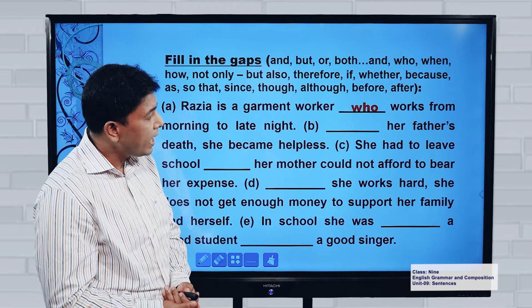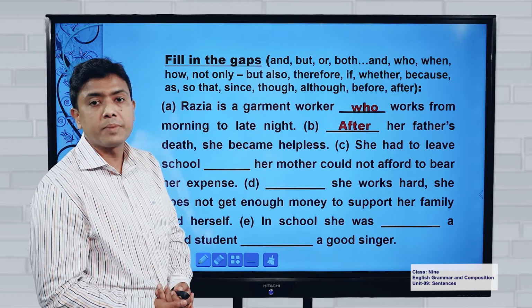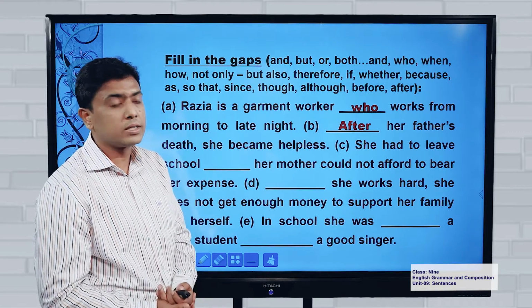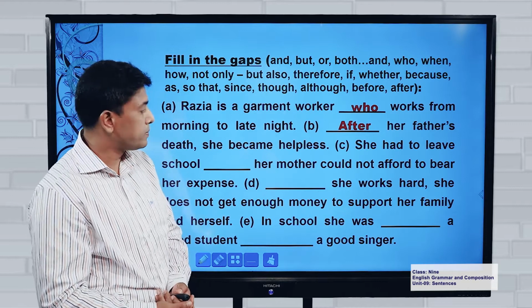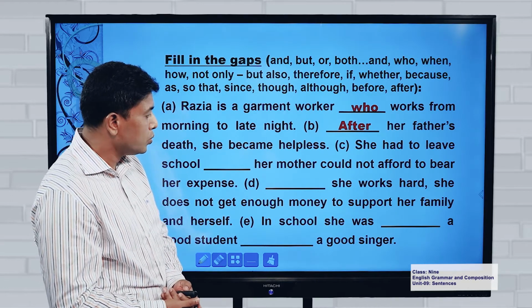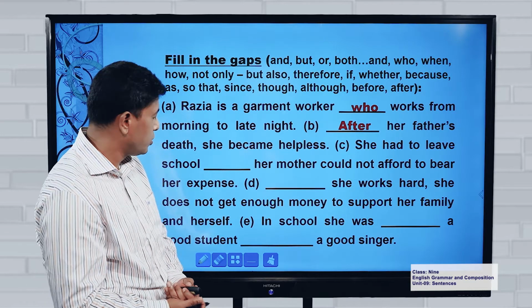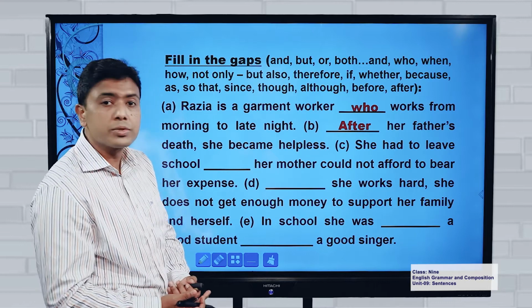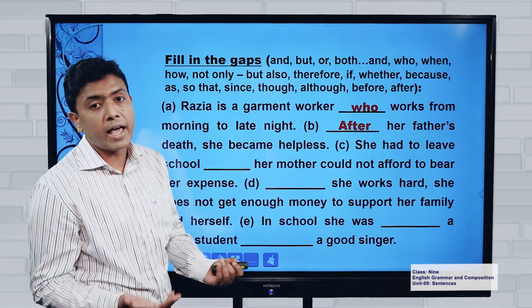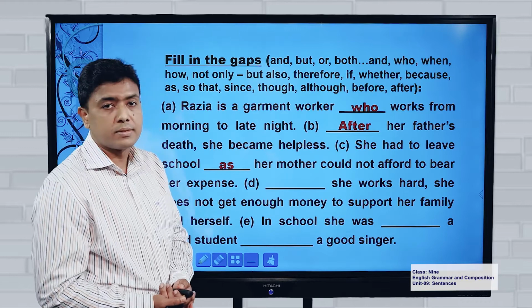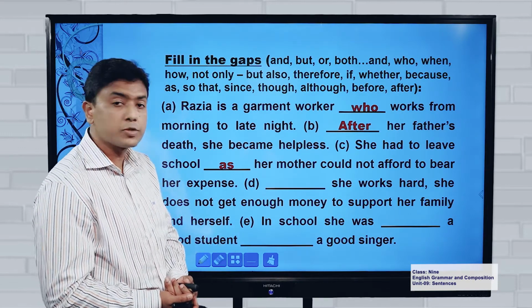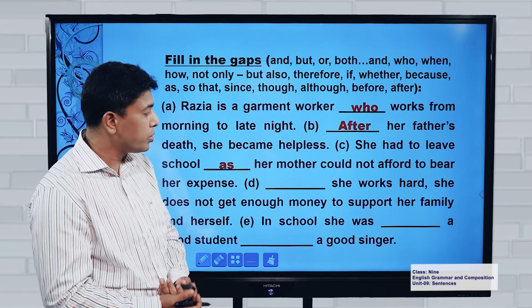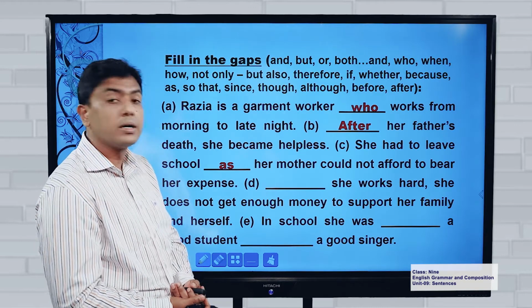Next one: after her father's death, she became helpless. We can easily understand when she became helpless, after the death of her father. So, "after" should be the best one. Third one: she had to leave school dash her mother could not afford to bear her expenses. It is a kind of reason. So we can use "since", we can use "because" or "as". So we have used "as": as her mother could not afford to bear her expenses, because her mother could not afford to bear the expenses, or since her mother could not afford to bear her expenses.